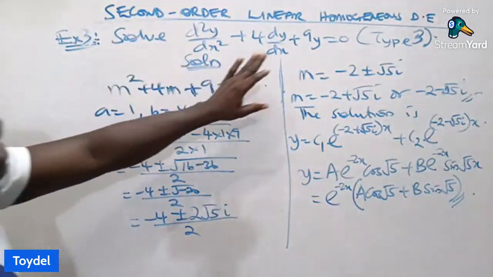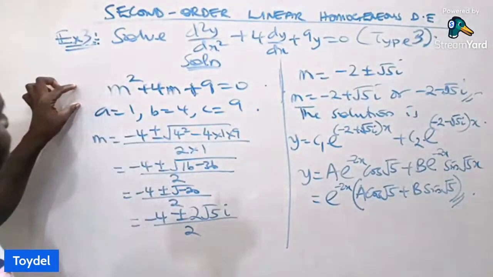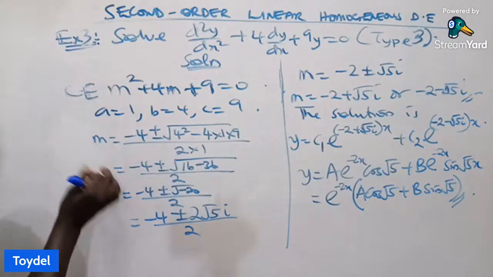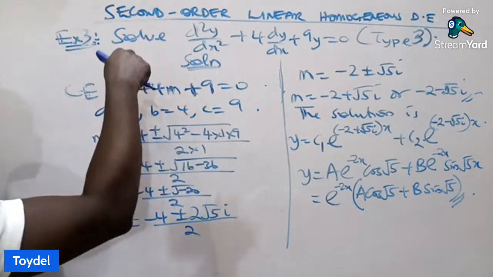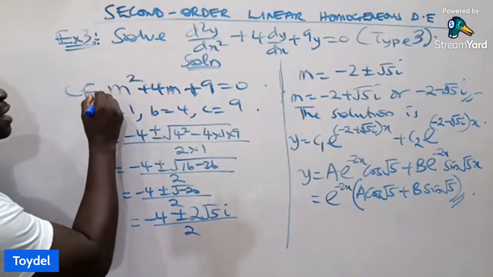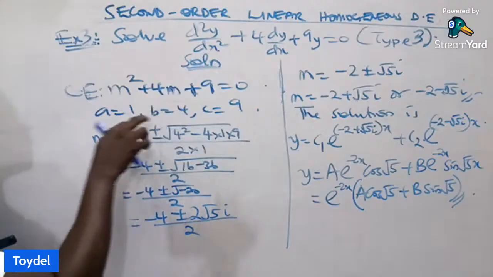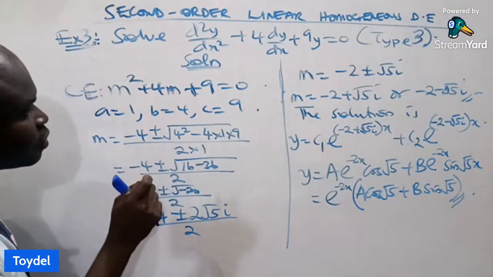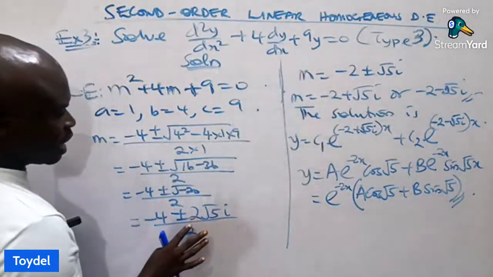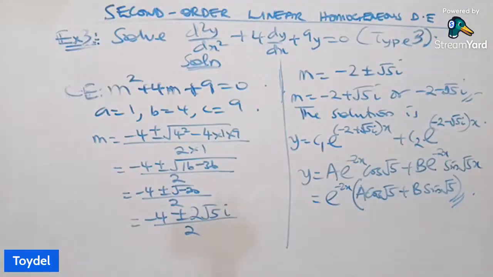Then under second order linear homogeneous differential equations, there are three types. The first one is when the roots of the characteristic equation are distinct and real. That's type 1, the first example. The second one is type 2, where the roots of the characteristic equation are real and the same. That's the second example. Then the third one is where the roots of the characteristic equation are not real, but complex. When we have complex, it simply means that we cannot get the solution in the real sense. We can only get a solution in the complex sense. Then this is how we write that.